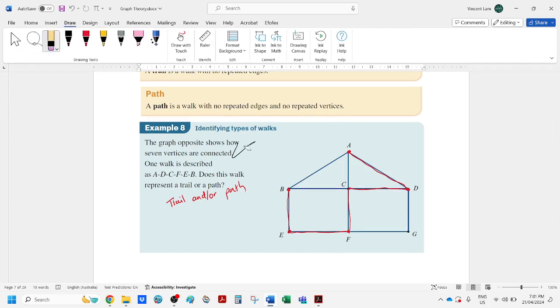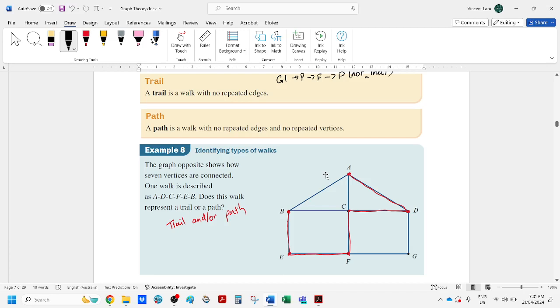So in the one we did here, when my rubber wants to work. There we go. A to D to C to F to E to B. That did not have repeated edges and did not have repeated vertices. So since it satisfies both criteria, this one is a path. So I'm sorry about that, but please change your notes to path unless you've read the work example in your textbook and actually fix it yourself. But if you didn't, this one is actually a path because it does not have repeated vertices and repeated edges.